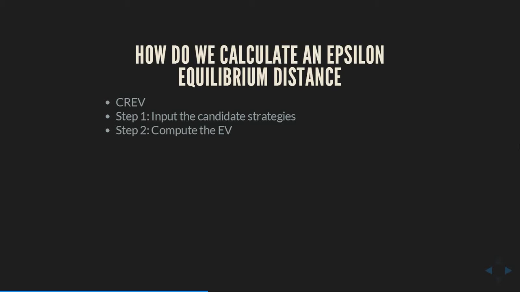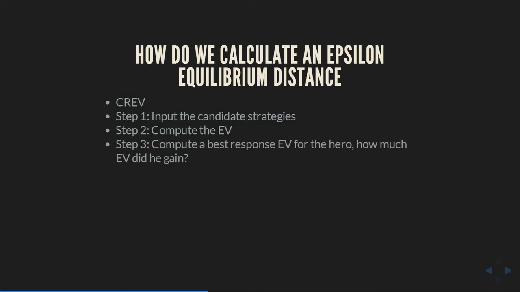Step two, we have those two strategies play each other and compute the EV, which is what CREV is great at. Then step three, we'll use CREV's maximally exploitive button to compute a best response EV for the hero and see how much EV he gained. So the hero was playing the strategy that might be GTO. We let him switch to a new strategy where he exploits the villain as much as possible, and we see how much EV he gained.